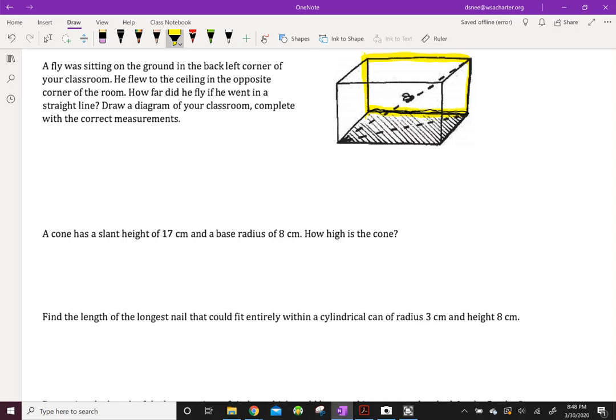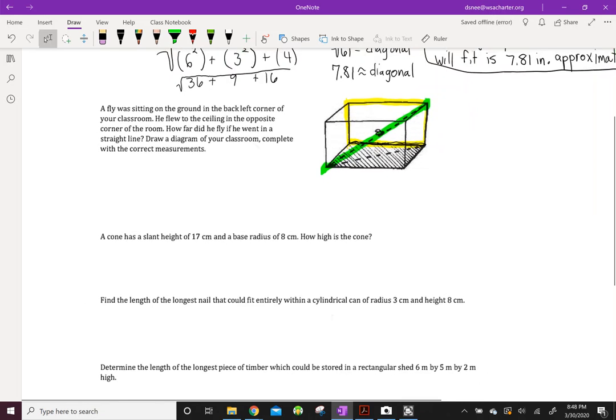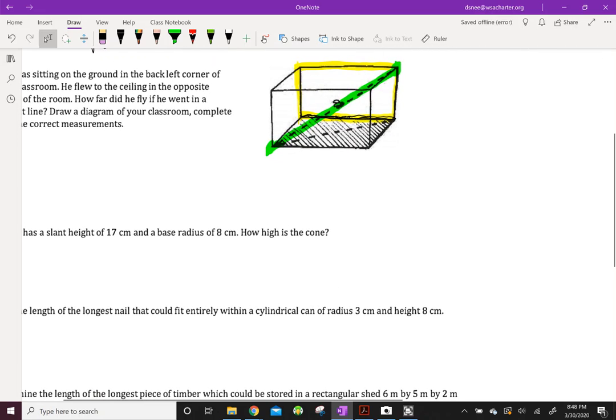He flew to the ceiling in the opposite corner of the room. So basically what the fly did was from this corner right here, he went all the way up to that front corner, from the back left to the front right. How far did he fly if he went in a straight line? Draw a diagram of your classroom complete with the correct measurements. Okay, so for this one, we're going to put some measurements in here.